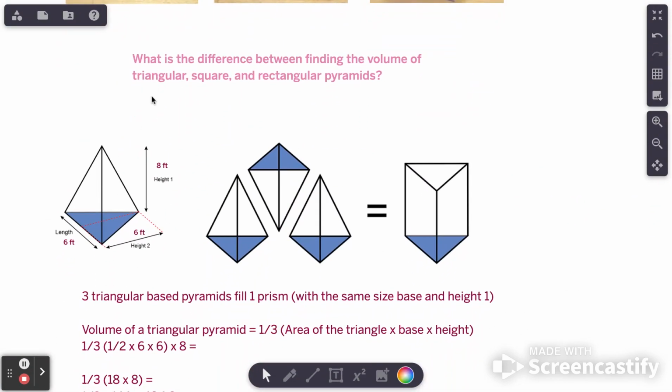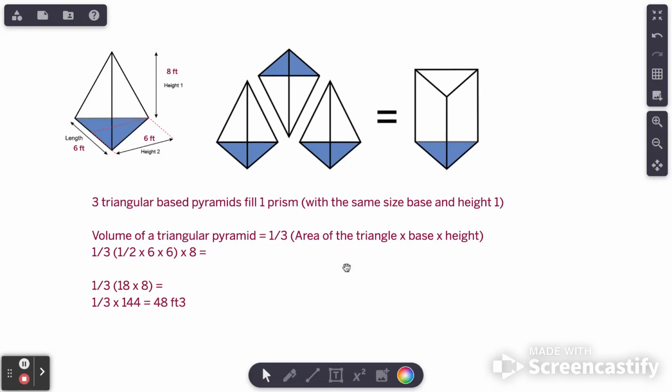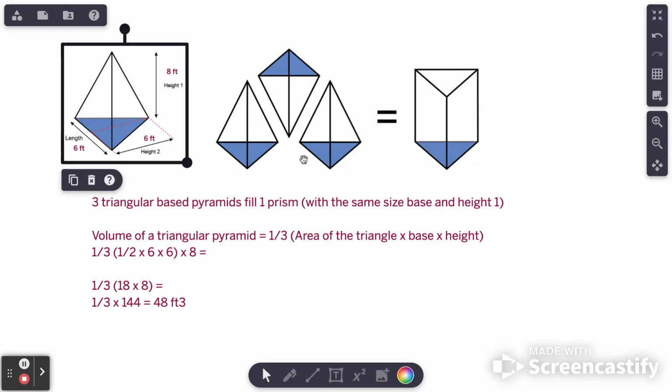But how would we do a triangular pyramid? And this is where it just gets a little bit different, because in order to find the volume, you have to have the area of the base. So the area of the base of a triangular pyramid is going to be different. And so we would just need to use the formula for finding the area of a triangle first before we could find the volume. So in this example, I also like this visual right here where it shows that if I had 3 of these triangular pyramids, I could also fit them into a prism. And so that's why we still need 1/3, because we only need one of these, not all 3.